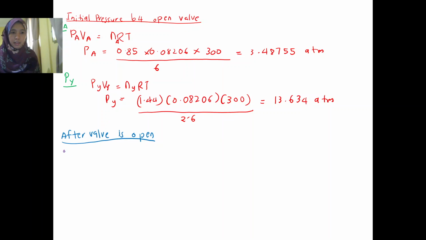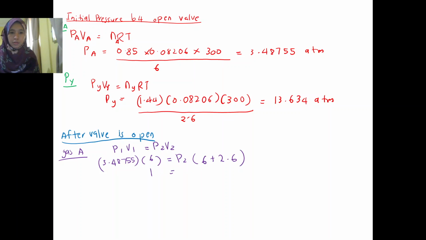So after valve is open, for gas A, P1 V1 equal to P2 V2. So P1 before valve open, so 3.48755. Okay, volume ni pun sama yang before open, 6 liter. So P2 after valve is open. Okay, and V2 mix between volume A and volume Y. So we have P2 is 2.43317 atm. Okay, ini jawapannya.